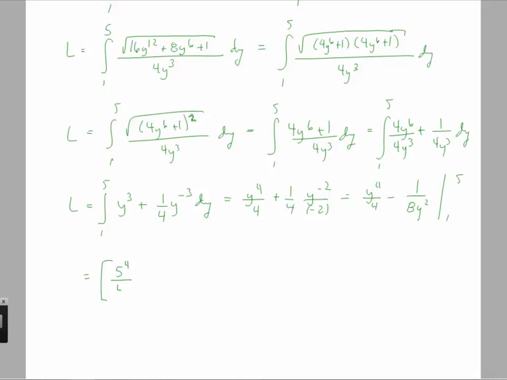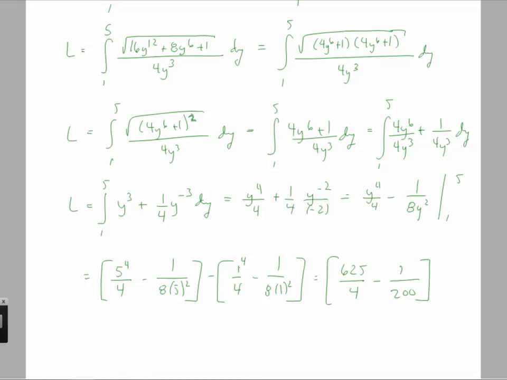It'd be 5 to the 4th over 4 minus 1 over 8 times 5 squared. So that's my upper. Make sure you use parentheses with that lower: 1 to the 4th over 4 minus 1 over 8 times 1 squared. So 5 to the 4th is 5 squared is 25, times 25 is 625 over 4, minus 5 squared is 25, times 8 is 1 over 200.